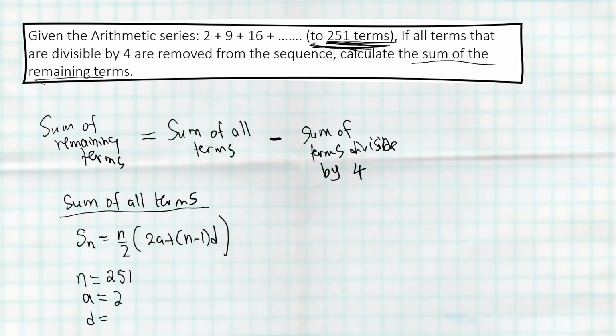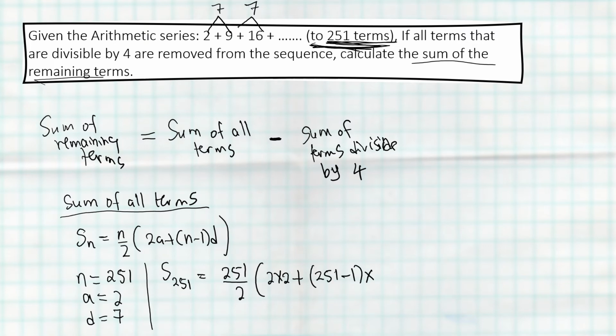So our a is our first term, which is 2. Our common difference, let's go and get the difference there. You can just do it like this: 9 minus 2 is 7, 16 minus 9 is also 7. So the common difference is 7. Just substitute in my formula, sum of 251 terms: 251 over 2, 2 times 2 plus (251 minus 1), multiplied by the common difference of 7. Then I can just get the sum of all terms. Okay, just punch my calculator. I'm getting 220127 as the sum of all terms.